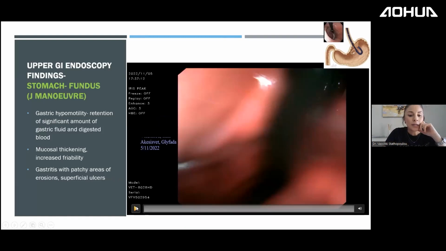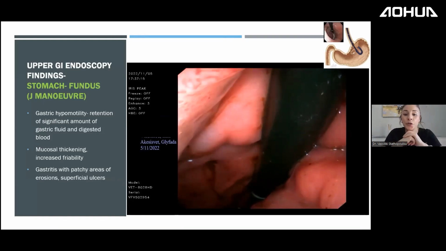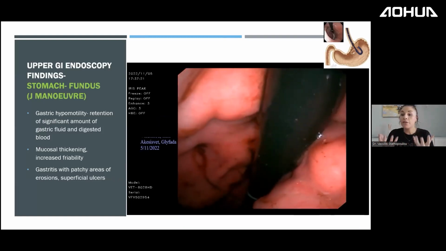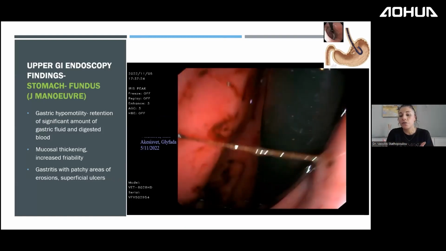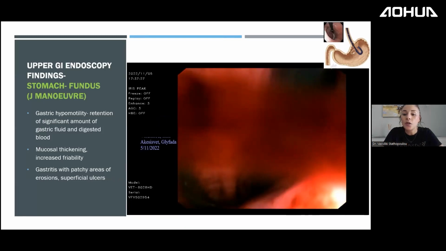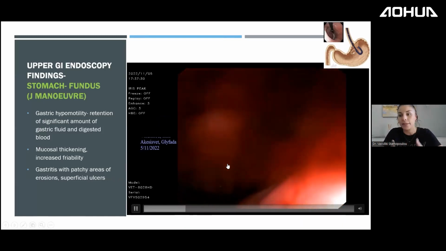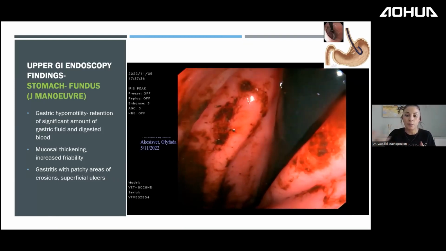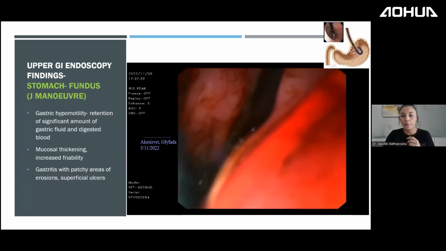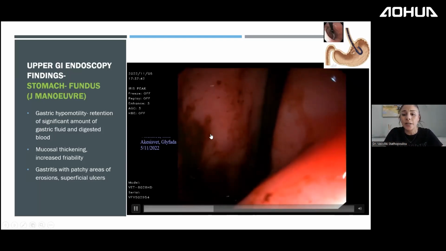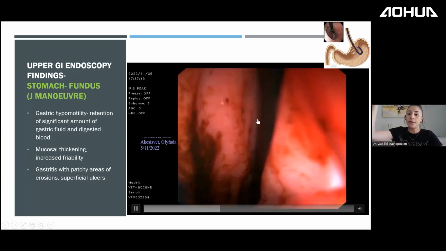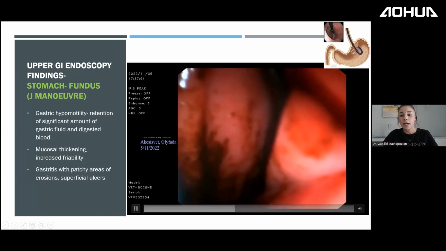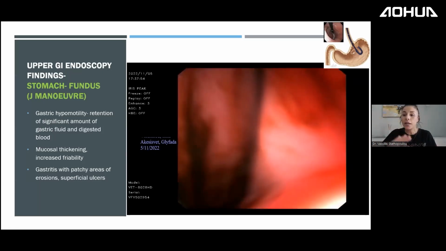Okay, and let's see what we had in the stomach. This is the J maneuver. So we actually sucked all the gastric content so that we can have a better vision of the mucosa. And as you can see, the stomach is full of digested blood. So we expected that we have some kind of a hemorrhage, either duodenal or gastric, because sometimes it refluxes back the duodenal ulceration material. So we have digested blood everywhere. And now we are in the J maneuver where we're seeing our scope and the cardia, but we cannot see any ulcers. We're just seeing the digested blood on the mucosa.